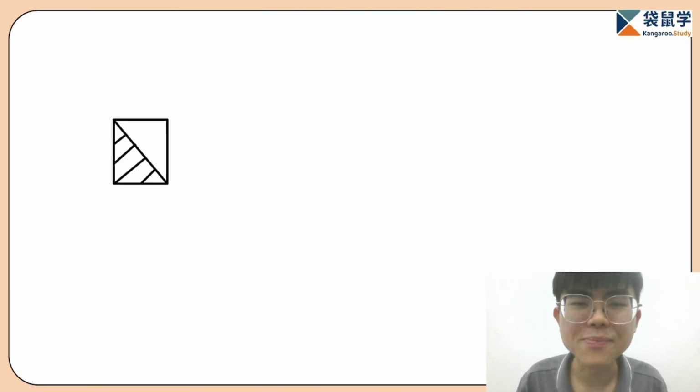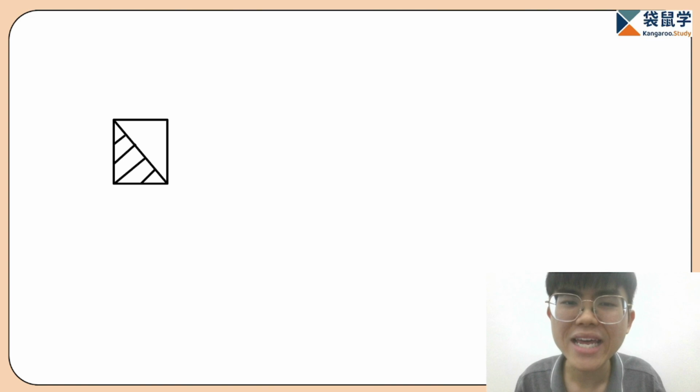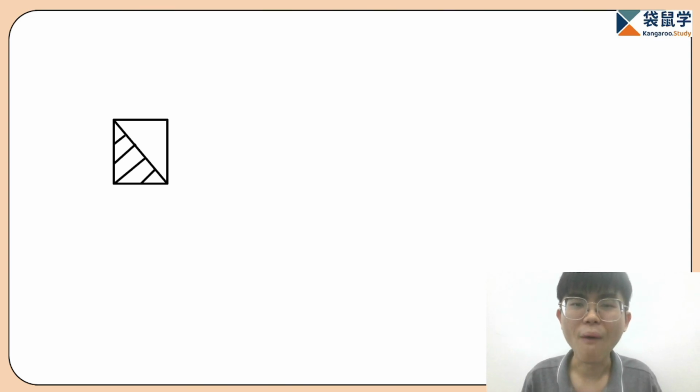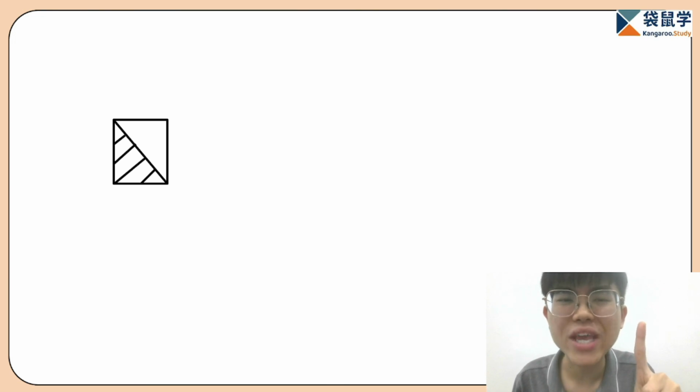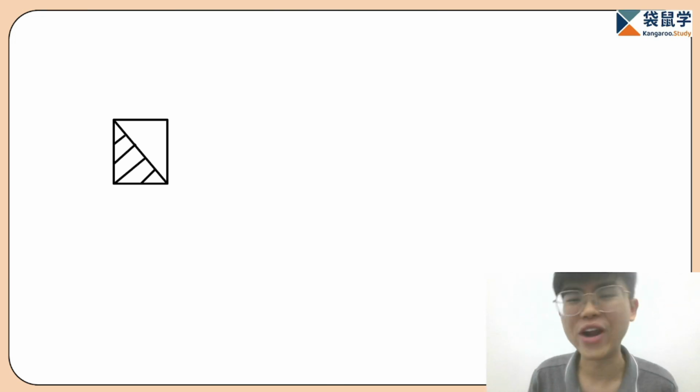We'll start with a small rectangle. Now, what can we say about the relationship between the shaded and the unshaded region? Oh, they are the same. So, what is the relationship of the shaded region and the whole rectangle? It is half of the whole rectangle.